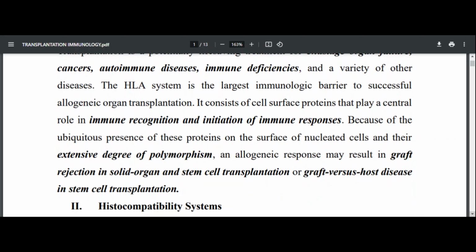in stem cell transplantation. So in this case, as you remember, because of polymorphism in the human system, and of course there is a very extensive degree of polymorphism, that contributes to the immediate graft rejection in solid organ and stem cell transplantation, and even graft-versus-host disease in stem cell transplantation. So this is because of the extensive degree of polymorphism among human leukocyte antigens.